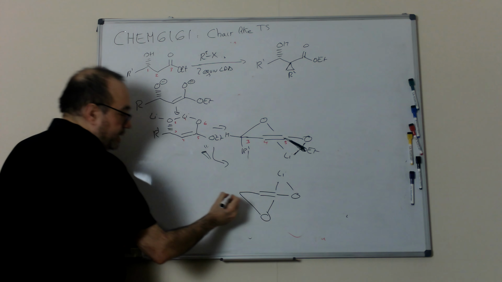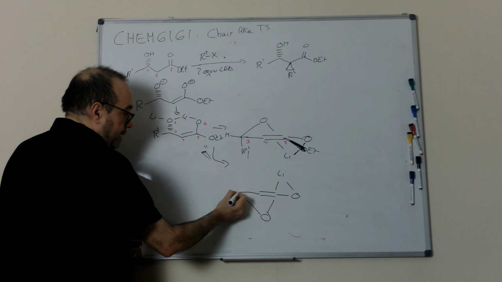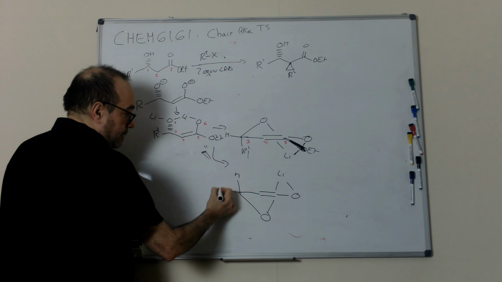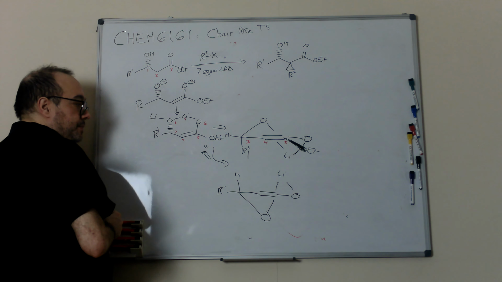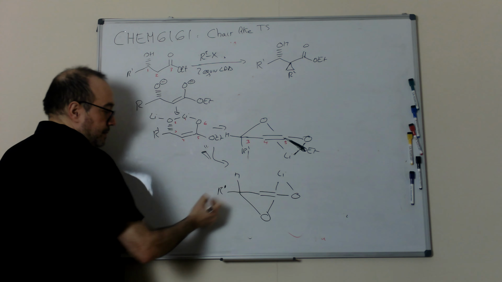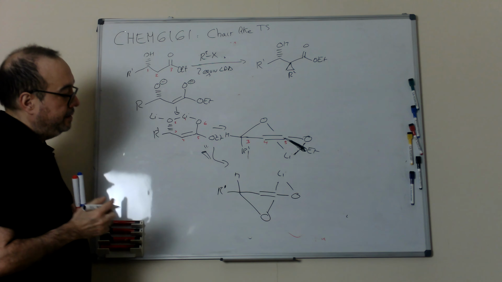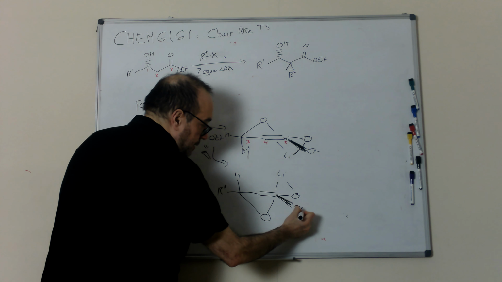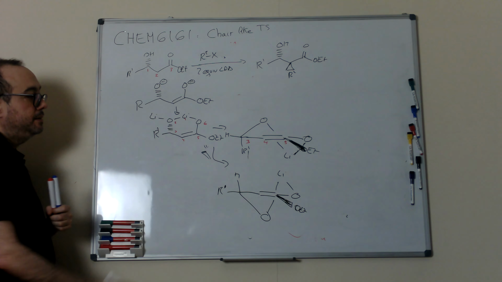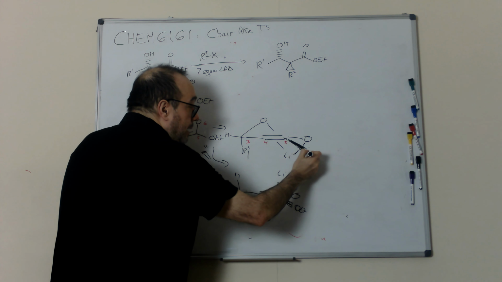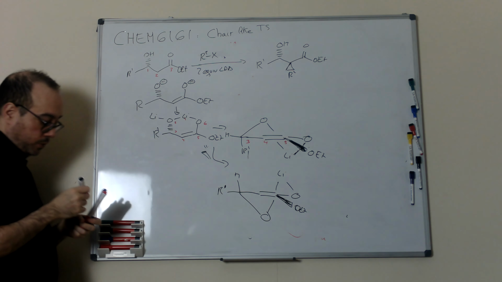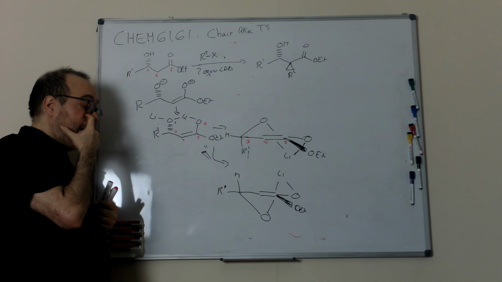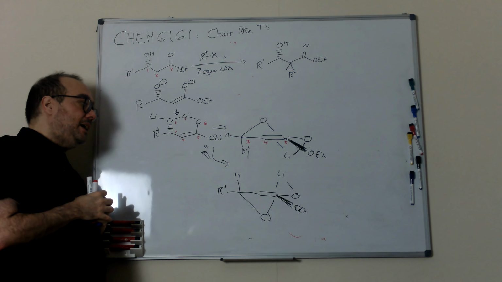Okay, this is our chair. Here I will have hydrogen up, R down. This will be the ethyl in front, the hydroxy in front of the ester. I will have these two chair-like transition states. And then we need to check which is the most stable.